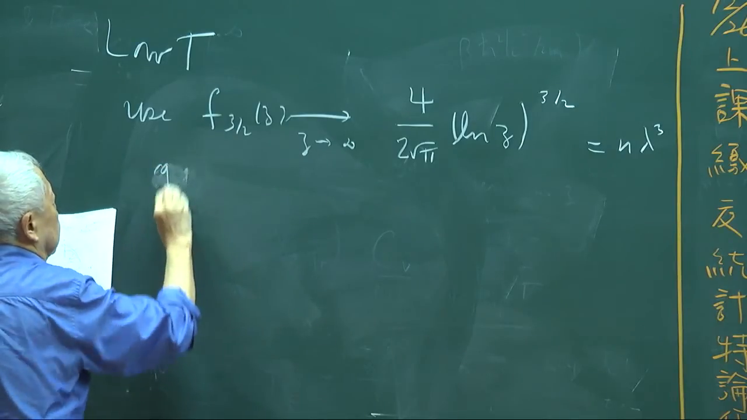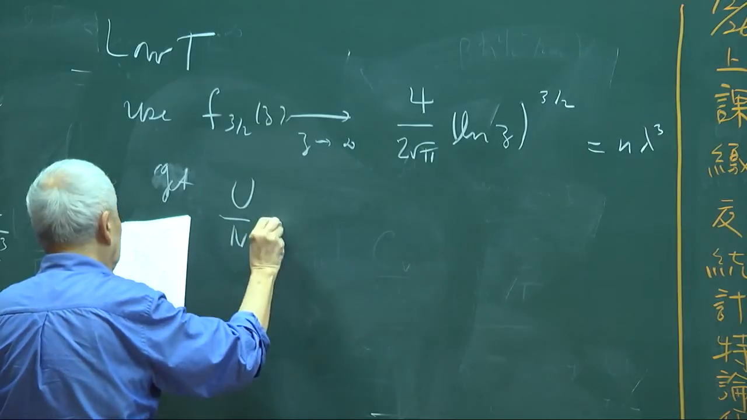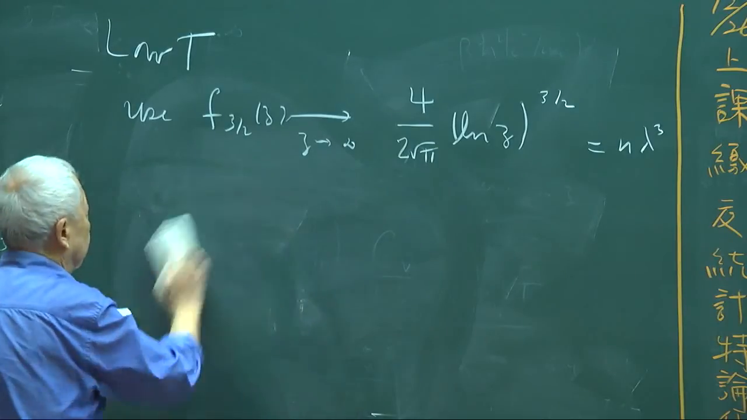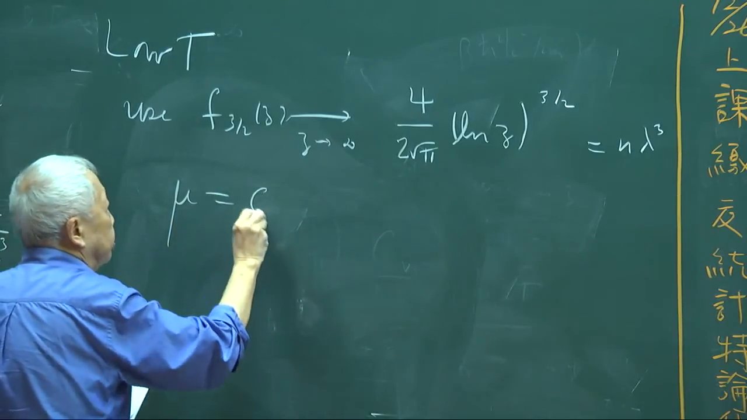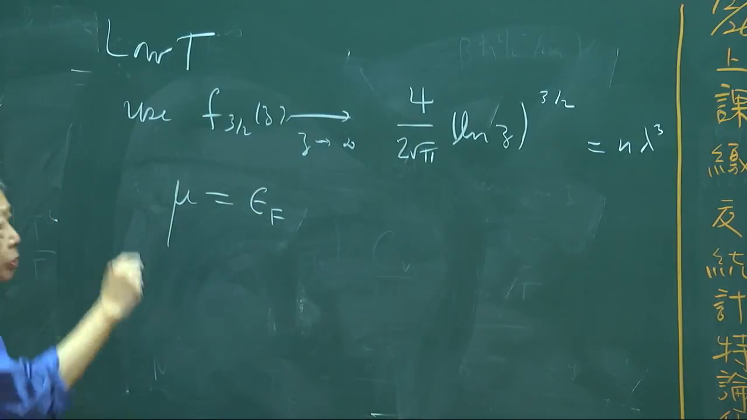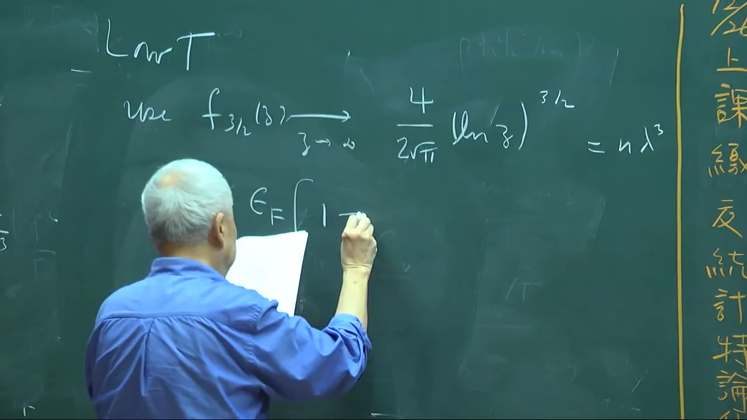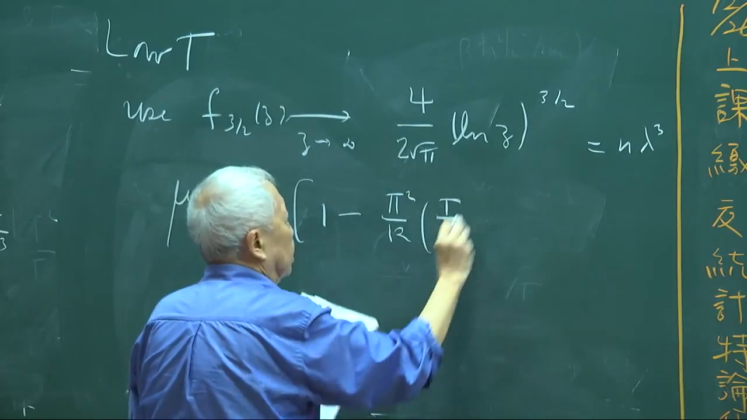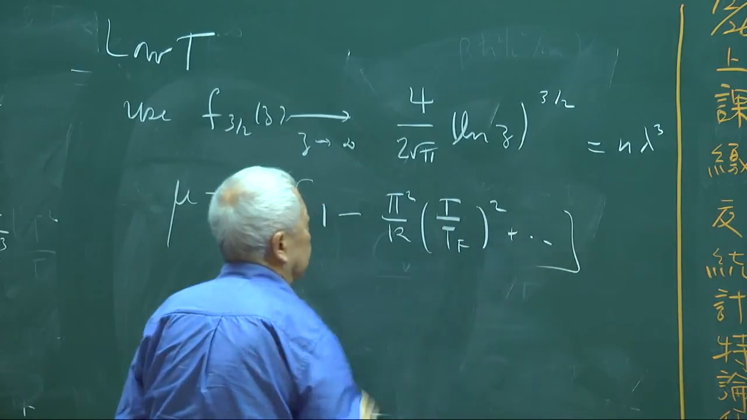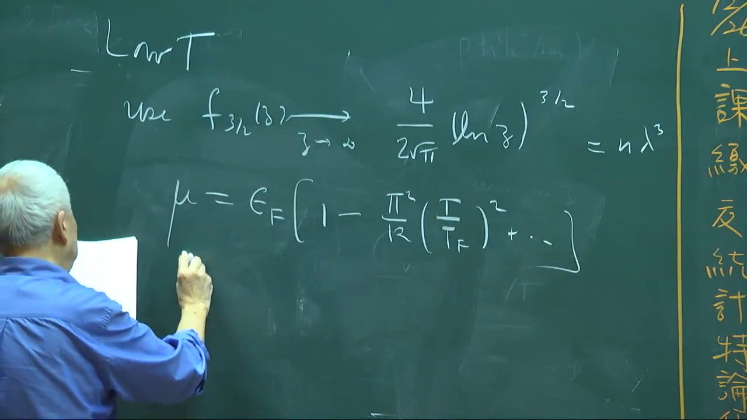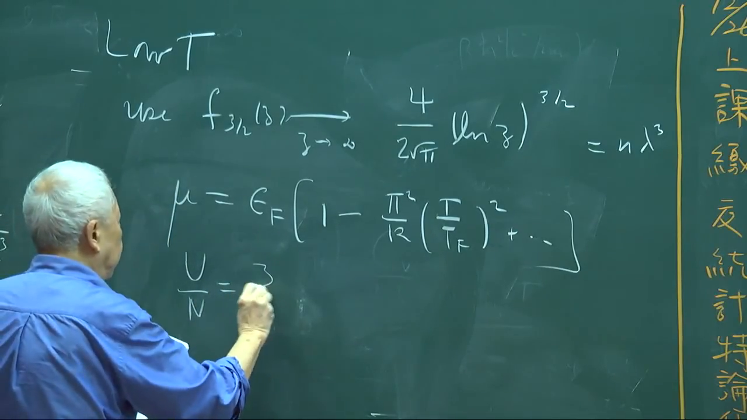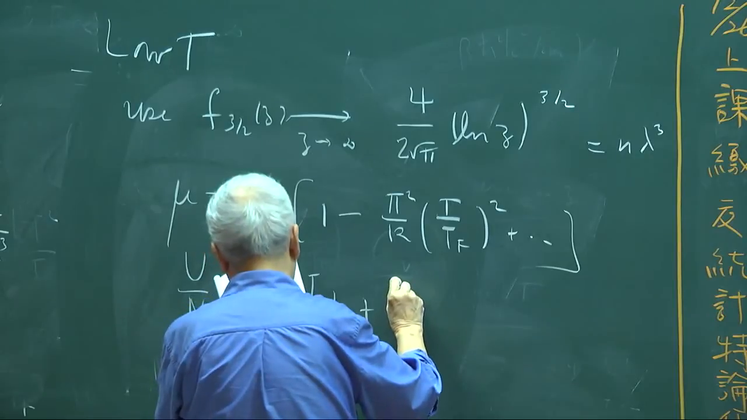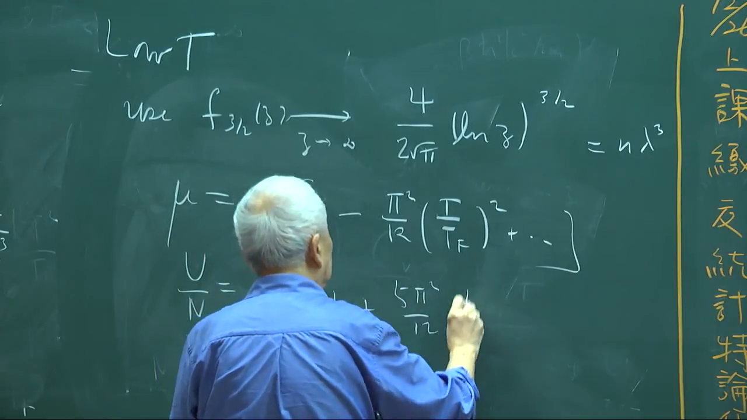I'll just quote the results. You get, let's say first, mu. You know that is epsilon f at absolute zero. This gives you a correction. The correction is 1 minus pi squared over 12 times T over Tf squared, plus higher terms, so this is an expansion in T over Tf. And U over N is equal to 3/5 epsilon f, again times 1 plus 5 pi squared over 12 times T over Tf squared.